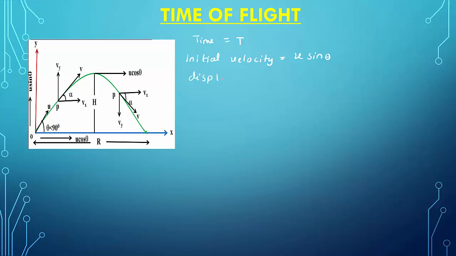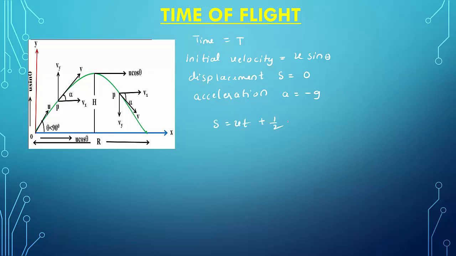Then displacement. Here displacement S is equal to 0 because this is in the vertical direction. For the vertical direction, displacement is 0 because it is moving in the trajectory of a projectile, that is a parabola. Here it comes back again to the ground. Then acceleration. We can take a equal to minus g because it is vertically upward, exactly opposite to acceleration due to gravity. Substitute all the values in this equation.